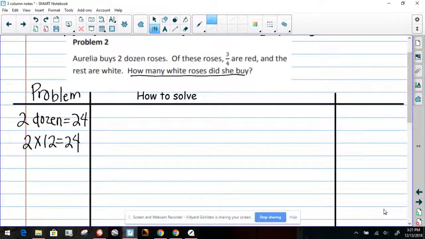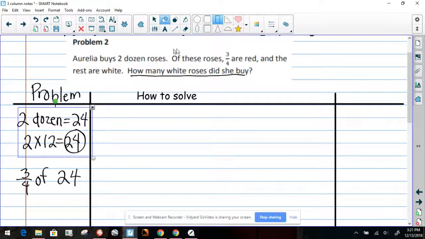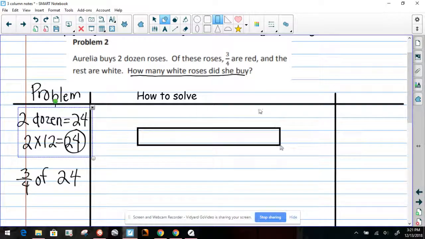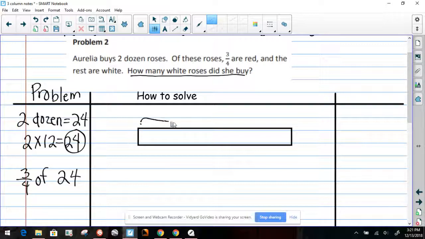Now, it says that 3/4 of the 24 are red. So let's do that, 3/4 of 24 are red. Let's use a tape diagram to solve this problem. Here's our tape diagram, my friends. And remember, the tape diagram represents the whole, which is how many roses, and that means 24 of them.